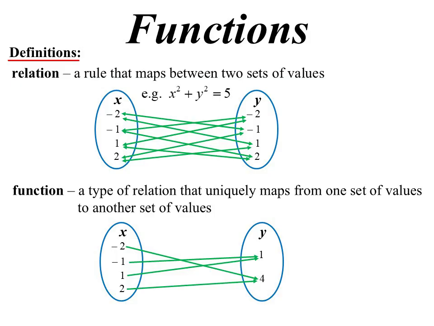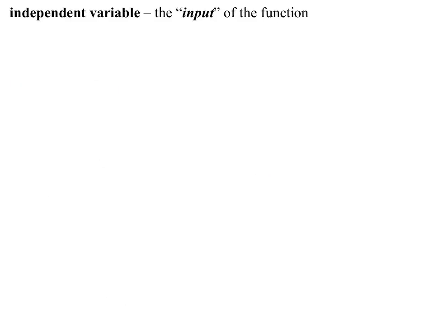Now, you can have more than one number going to the same place. So, for instance, in this one, -2 goes to 4, but so does +2. So you can have that. That's y equals x squared. Independent variable, if you like, is the input of the function.